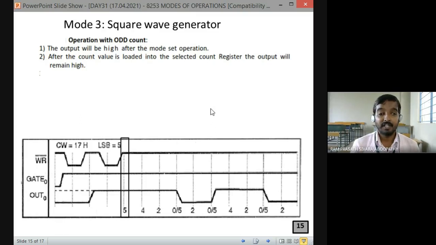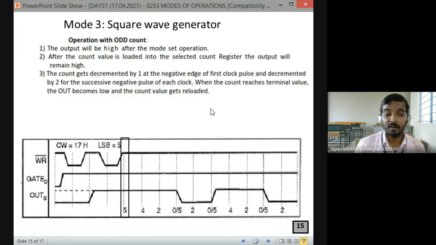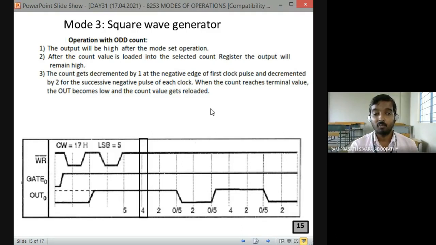இங்க very first clock pulseல count எப்படி decrement ஆகுது பாருங்க. Very first clock pulseல count எப்படி decrement ஆயிருக்கு? As it is odd count, first countக்கு மட்டும் எனக்கு எப்படி decrement ஆகுது? 5 becomes what? இங்க 5 இருக்க கவுண்ட், அடுத்து என்ன இருக்கு? 4. That means how much it get decremented? It get decremented by 1 only.